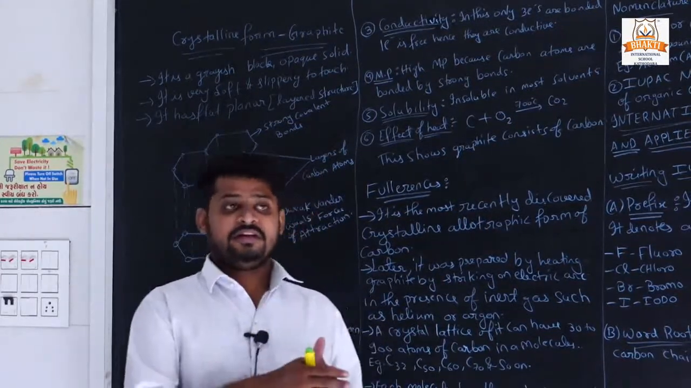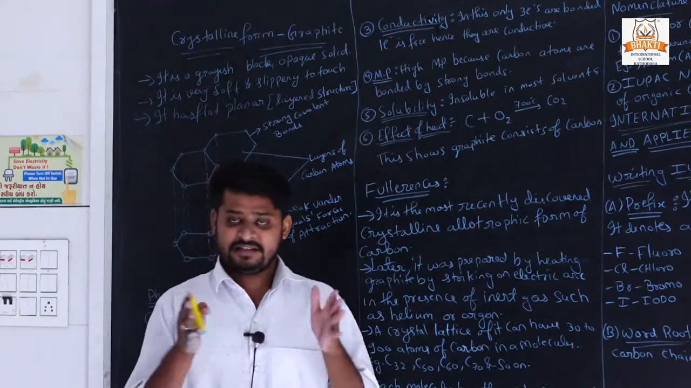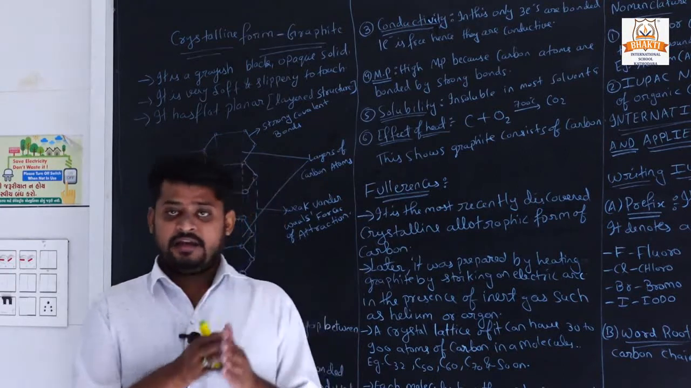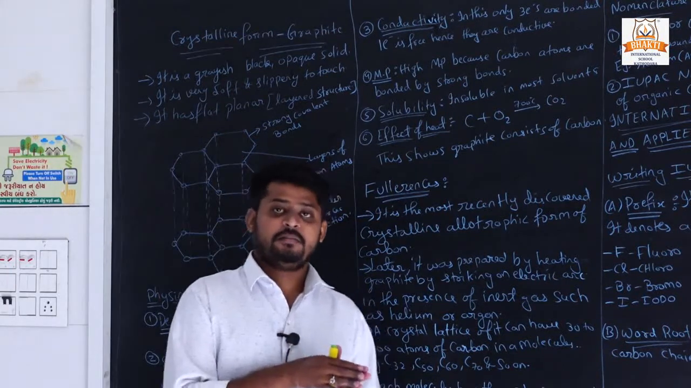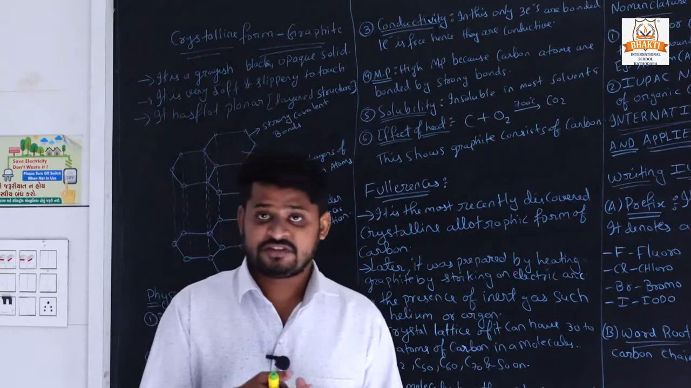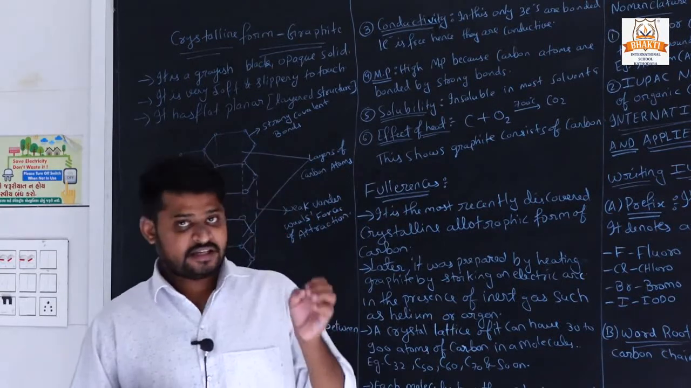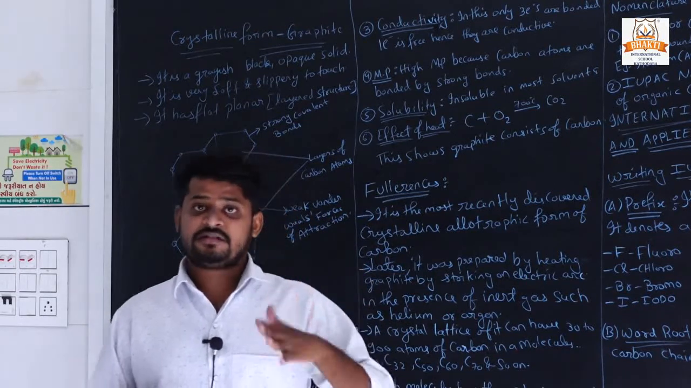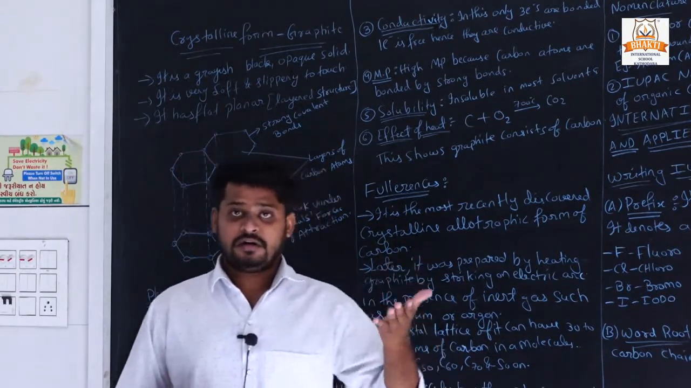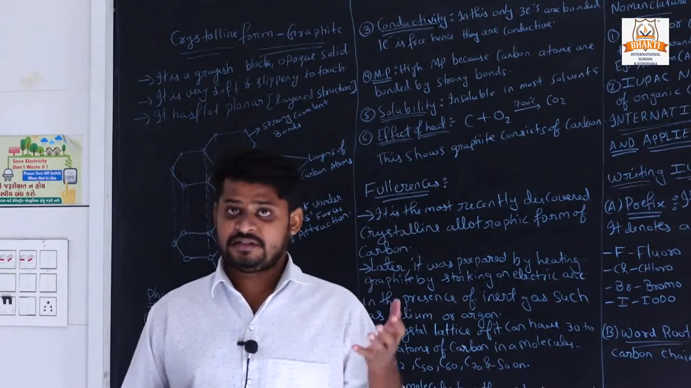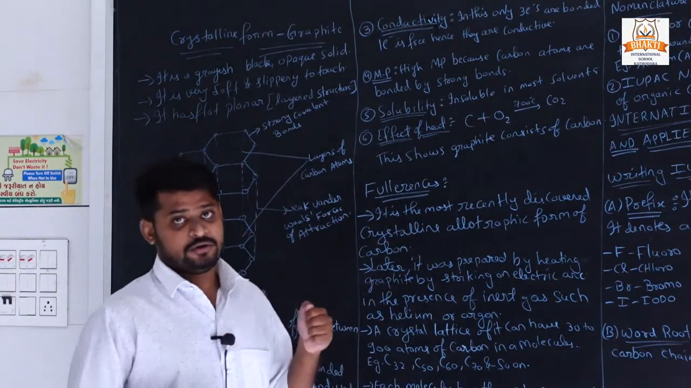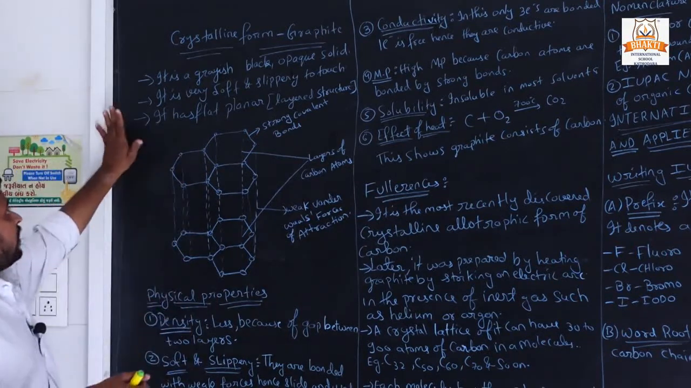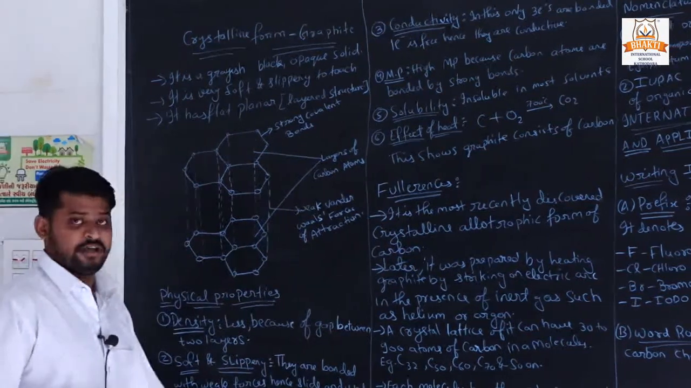Mostly in your books and in the syllabus, we only study the crystalline forms. In our previous video, we already studied the first type of crystalline form, that is diamond. The second is graphite, and the third is fullerenes. We already studied diamond, its structure and properties, in our first video. Now we are going to study the next two types of crystalline form, that is graphite and fullerenes.